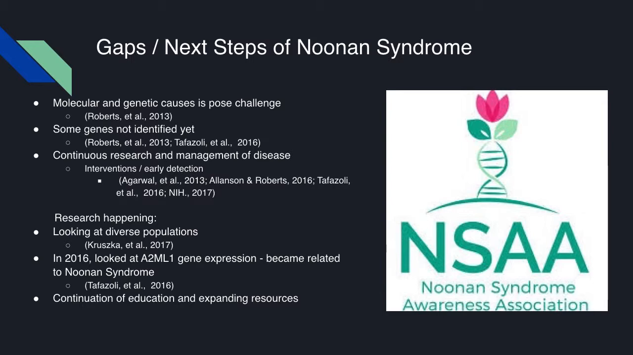The Noonan Syndrome Awareness Association, as you can see on the right, people are continuously trying to get this understood, trying to get awareness out, trying to see what's happening within the cells, within these genes, within these pathways to help people down the line understand what's going on better. Whether it be looking at diverse populations, seeing who is affected more by race, ethnicity, or geography as well. Also in 2016, I know that was almost 2+ years ago, one study actually looked at a different gene, A2ML1 gene expression, which became more related to Noonan syndrome.